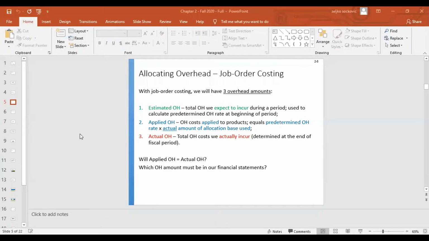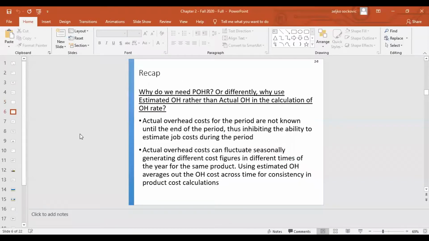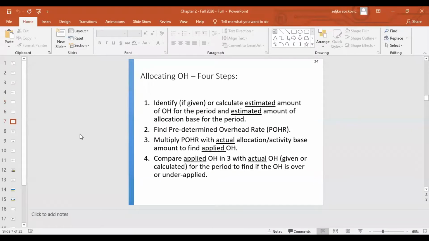So on January 1st, we are applying the cost to product right away. In addition to estimating overhead at the beginning, we will also estimate the amount of allocation base. This will help us get our predetermined rate, and then we'll multiply it with actual. So let's go to the example. Okay, we explained this. So these are the 4 steps.